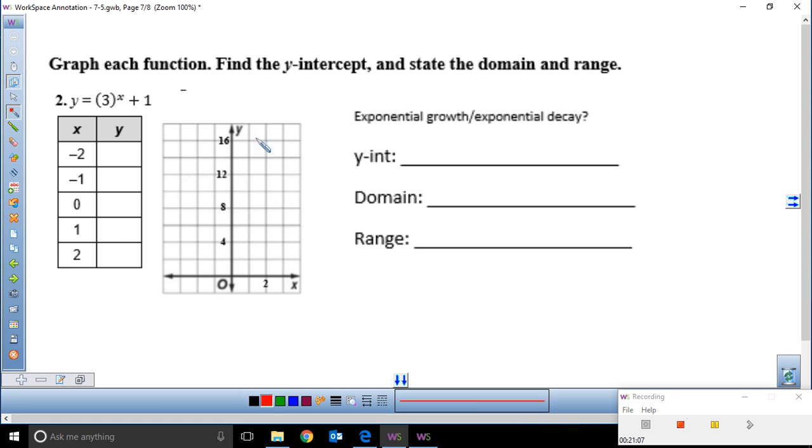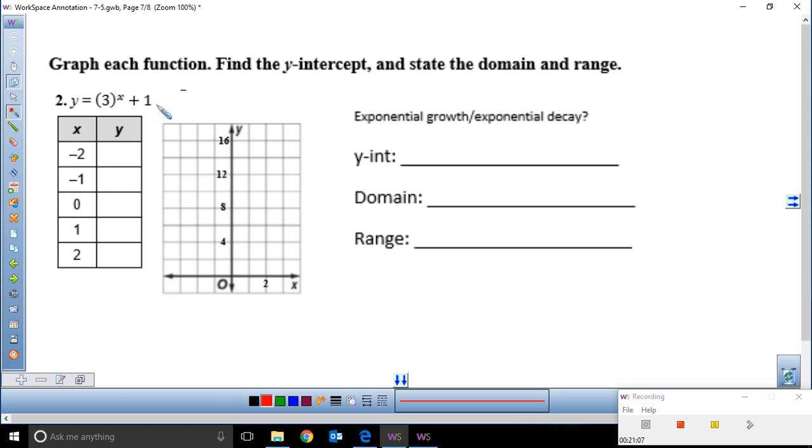Now if we go to number 2, it's going to be a little bit different. It still wants us to graph and find the y-intercept and state the domain and range, but as you can see we have y equals 3 to the x power plus 1. This is exponential because our variable is where the exponent should be. So let's fill out this chart together. I'm going to start with 0 again.